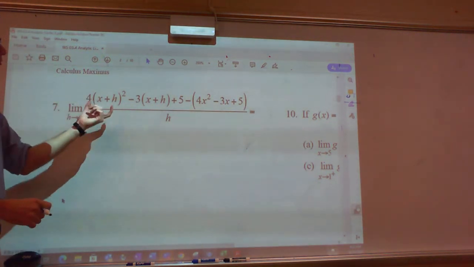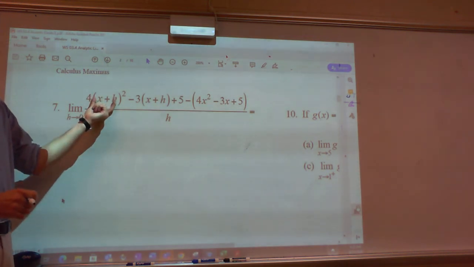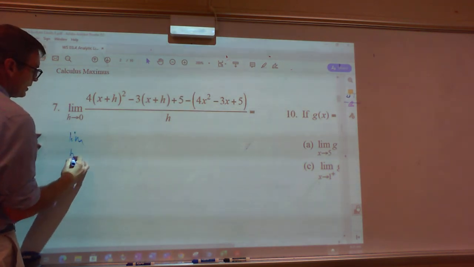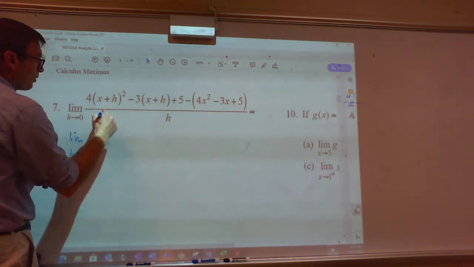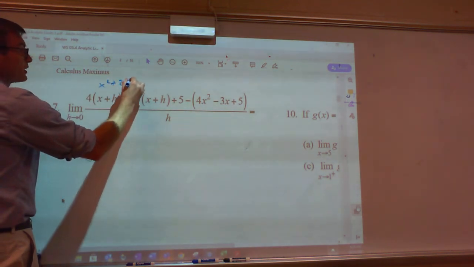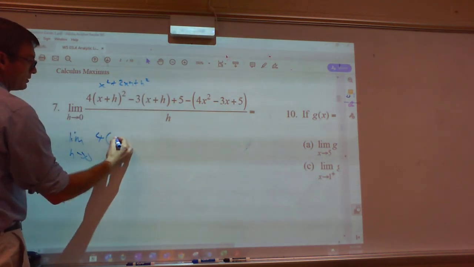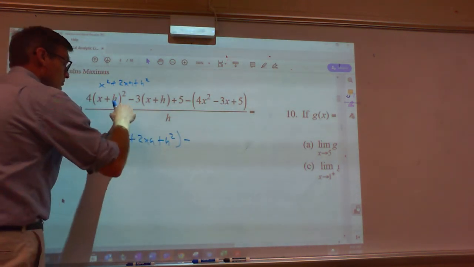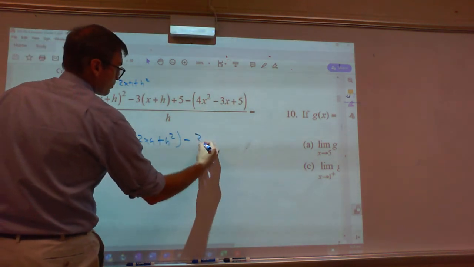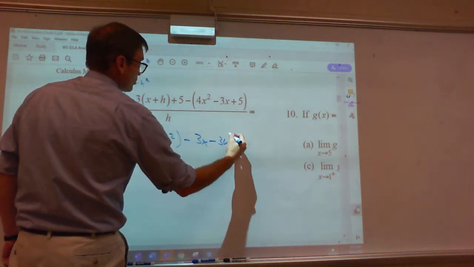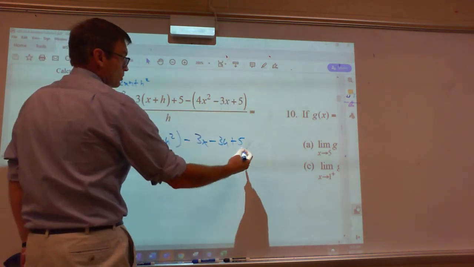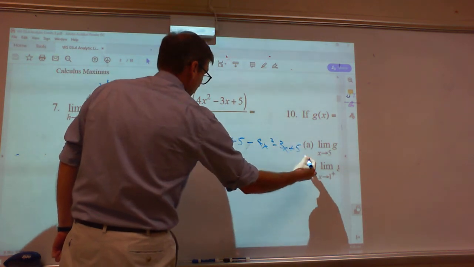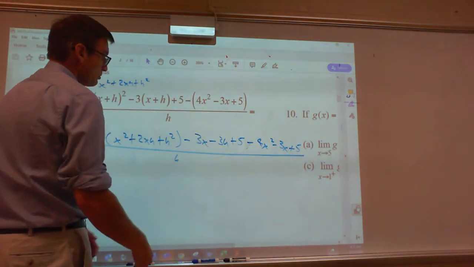So to recap, when we multiply this out, when I square x plus h, x plus h squared, now that's going to give me the limit as h goes to 0. That's going to give me 4 times this multiplied out as x squared plus 2xh plus h squared. So I end up with x squared plus 2xh plus h squared minus, and I'll go ahead and distribute this. I get 3x minus 3h plus 5, and distribute the minus sign, so I get minus 4x squared minus 3x plus 5 all over h.